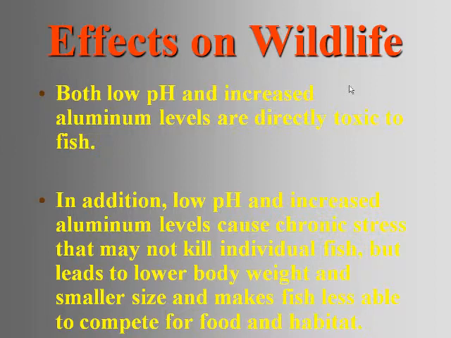And again, the aluminum is toxic to fish. It doesn't necessarily have to be an immediate toxicity that would cause an immediate death, but we can see chronic cases where we see a chronic stress from increased aluminum or decreased pH. So you're not going to see the kills, but you're going to see maybe a lower body weight, smaller size. They're not going to be as strong. They're not going to be able to compete as well. So the food chain takes a hit.